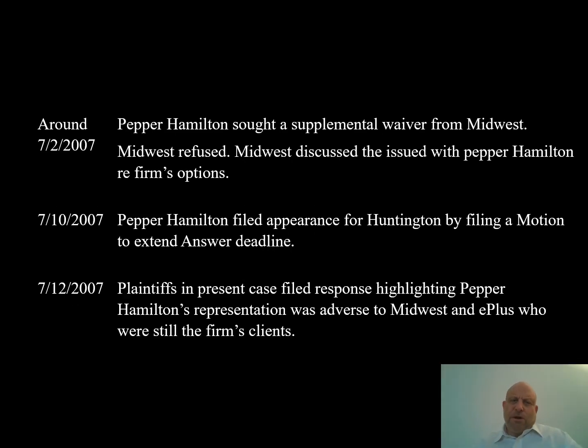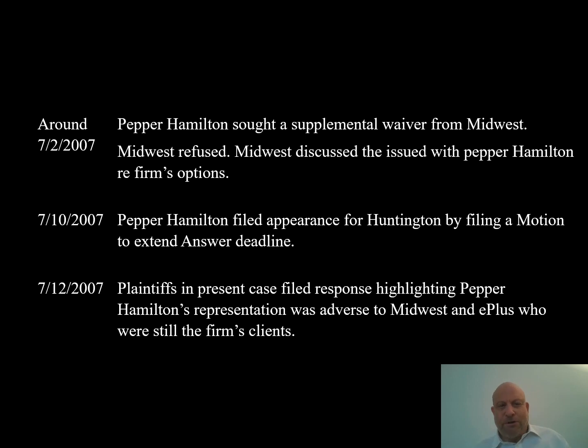So instead of withdrawing from one of these clients, and I would think they'd want to withdraw from Midwest, they sought a supplemental waiver from Midwest. I have to think that Pepper Hamilton must have had two sets of lawyers and maybe a Chinese wall kind of argument where they were separating the lawyers and the information. Maybe a new set of lawyers representing Huntington. I mean, that would make sense, but that wasn't really referred to in the opinion as a defense. So maybe that happened. It just wasn't referred to in the opinion.